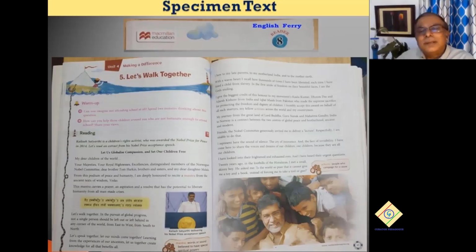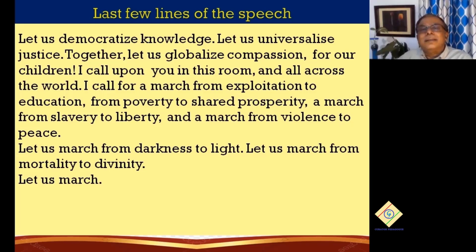Now, there is a particular lesson in the Macmillan Reader, and this is actually a lesson about the Nobel Prize winner, Satyarthi. Okay, and towards the end of that lesson, as you can see, these are the last lines of his speech. Okay, can one of you volunteer to read out the last few lines? Remember, this is a speech and it has to be delivered like that. Would one of you like to volunteer and read this? Anyone? Yes, please unmute and try.